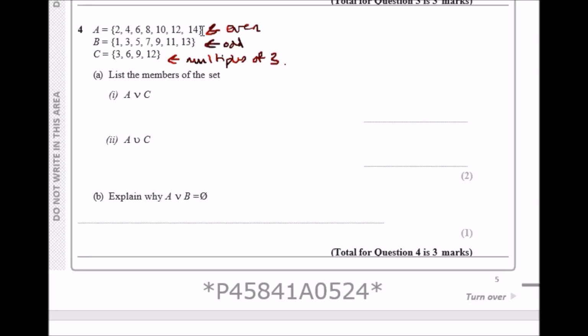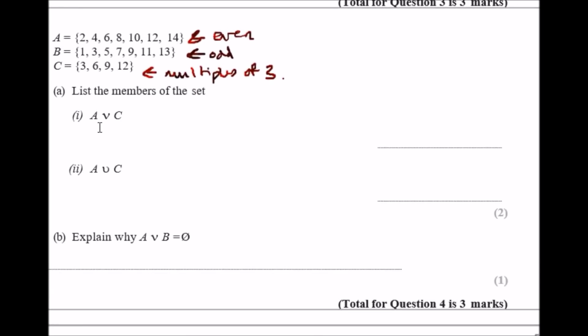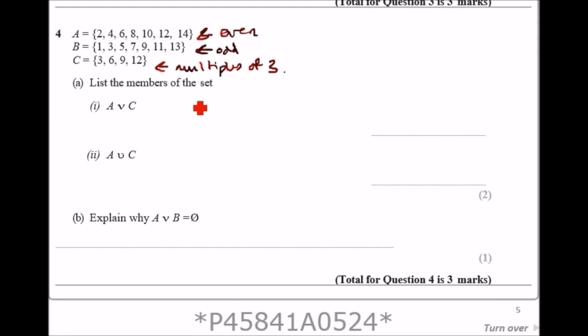So list the members of the set A ∩ C. So what this really means is, for some strange reason, they use this notation here. What they really mean here is the intersection. So A intersecting with C, and this is A union C. Yeah, don't ask why they wrote it like that. So A intersecting with C. How many times does A intersect with C here? Well, we can see that 6 over here and 6 over here seem to be a matching pair. We also got 12 and 12, which is a matching pair. So the only members we have are 6 and 12.